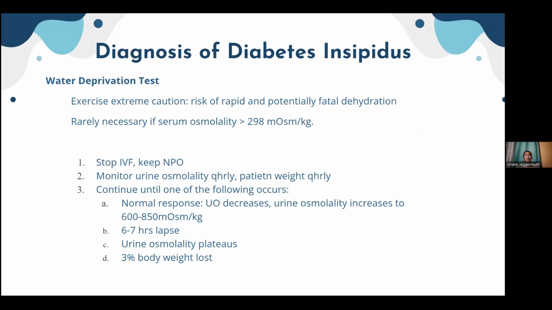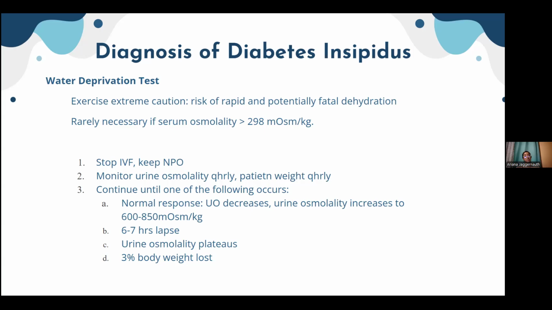It's important for the water deprivation test that we exercise extreme caution because of the risk of rapid and potentially fatal dehydration, and it is usually rarely necessary if the serum osmolality is greater than 298 milliosmoles per kilogram. So how do we conduct this? Firstly, we stop all intravenous fluids, keep the patient NPO, monitor urine osmolality hourly, as well as weigh the patient hourly, and continue until one of the following occurs.